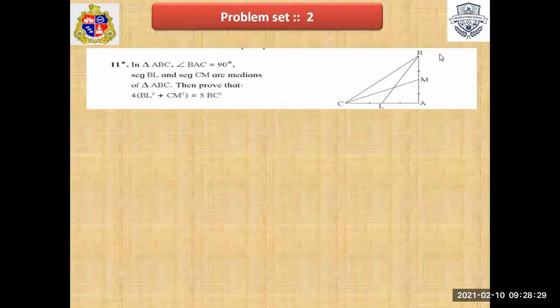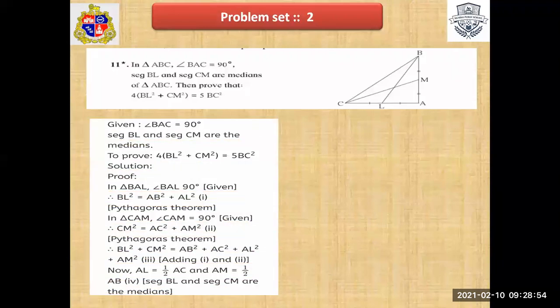BL and CM are the medians of the triangle. Median means CL is equal to AL, BM is equal to MA. So prove that 4 times BL square plus CM square is equal to 5 times BC square. This type of question may be asked for 3 or 4 marks, or 4 or 5 marks.